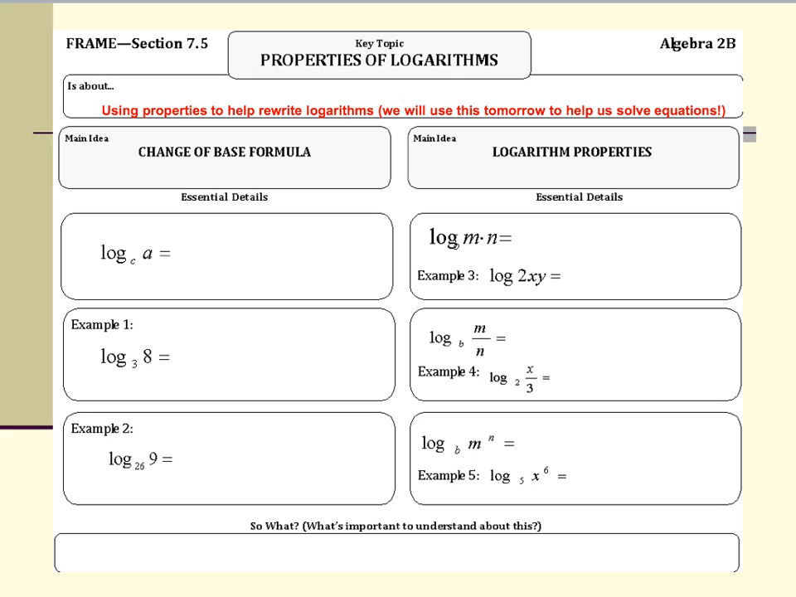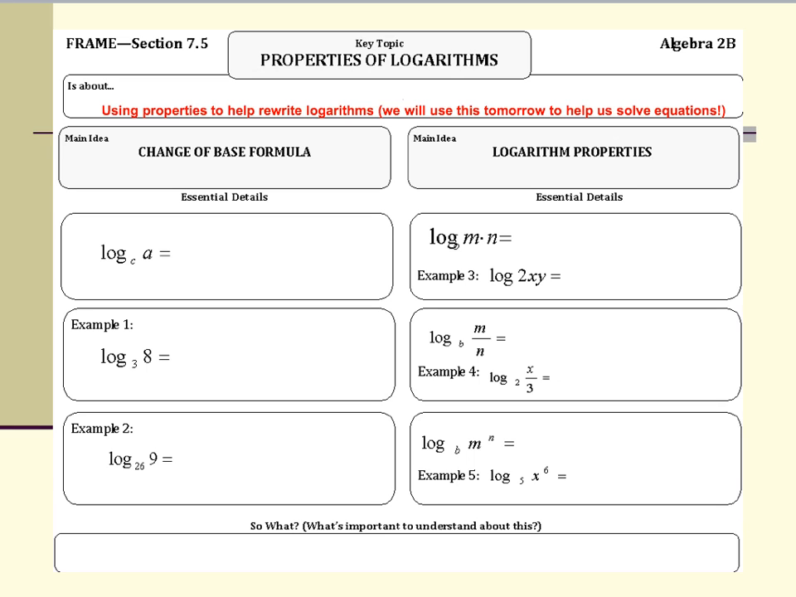So let's look at your frame. Properties of Logarithms is about, so fill in your "is about" here, using properties to help rewrite logarithms. And the key thing here is we will use these tomorrow to help us solve equations. So we're just looking at some basic properties here that will help us evaluate the logarithms.